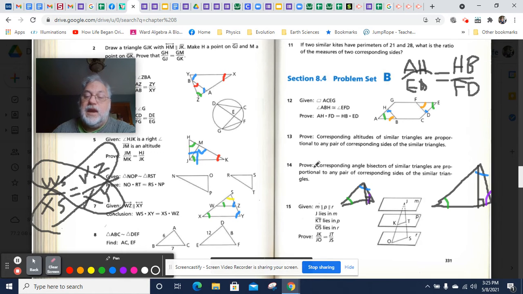Now 14 asks us to prove corresponding angle bisectors of similar triangles are proportional to any pair of corresponding sides in the similar triangles. And we can do that pretty easily as well. So I'll draw a triangle here, and I'll draw another triangle here. Okay, so I've got this angle here and this angle here.